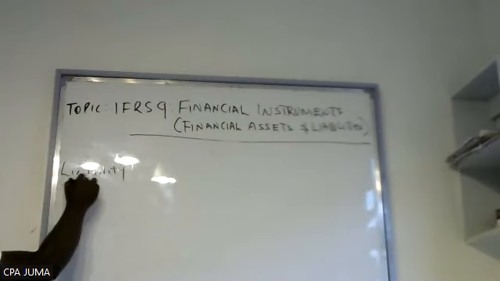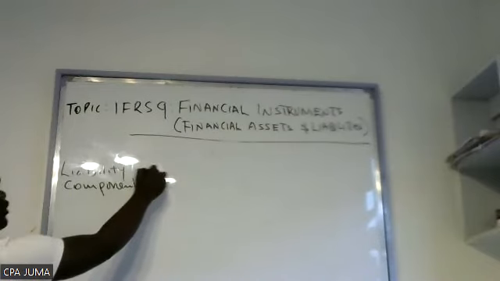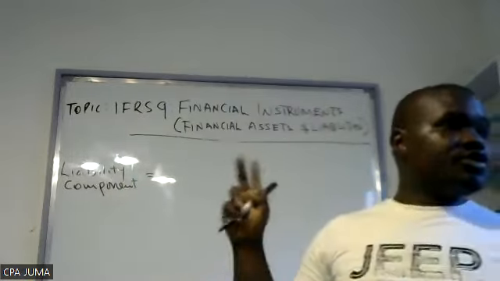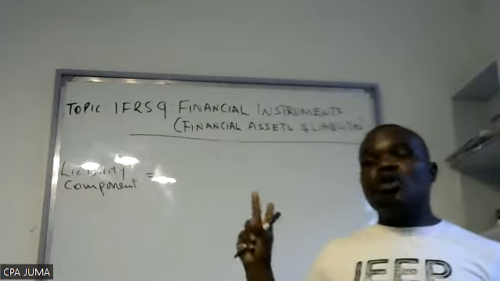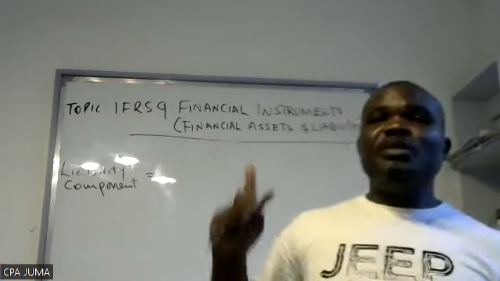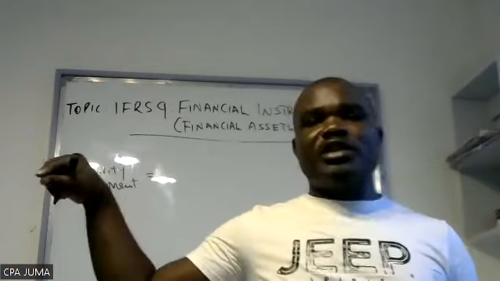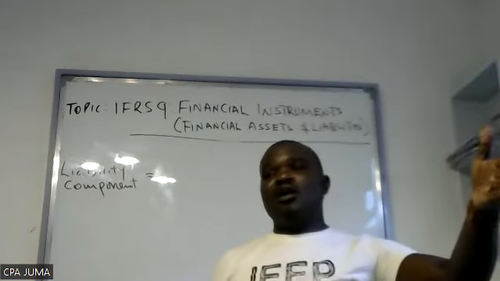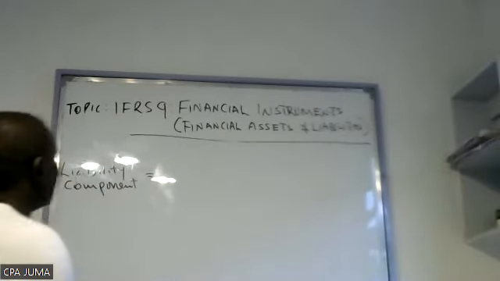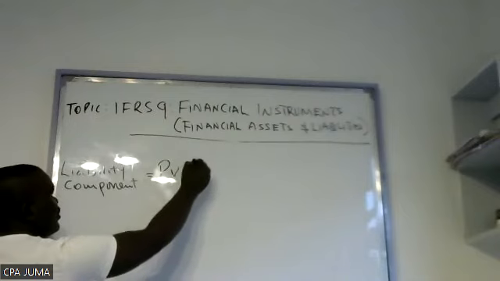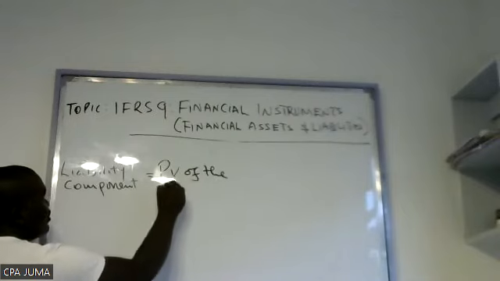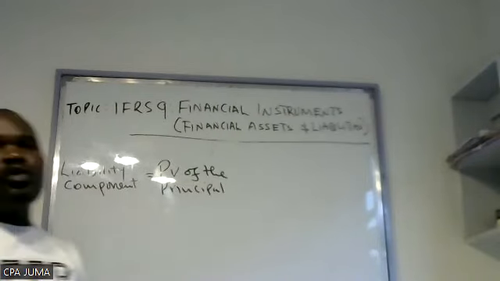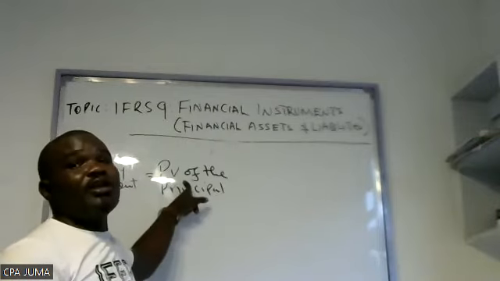The liability component. We are talking on the side of the borrower. As the borrower, you have two obligations to honor. One, to repay the principal amount upon maturity. But the principal, you will pay it in future, so you have to discount. So you will say present value of the principal. This one you will pay upon maturity, but you have to discount to present value.